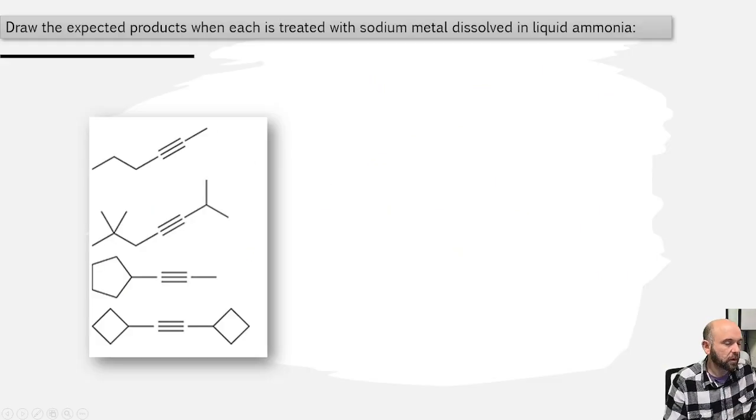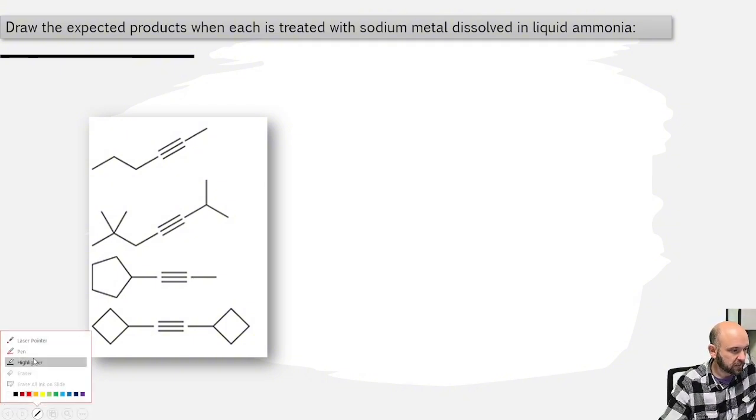So we have some more simple examples here. What happens when each of these is treated with the dissolving metal reduction? All we have to do is take those alkynes that we see and turn them into trans alkenes. And so we will show the first one here.